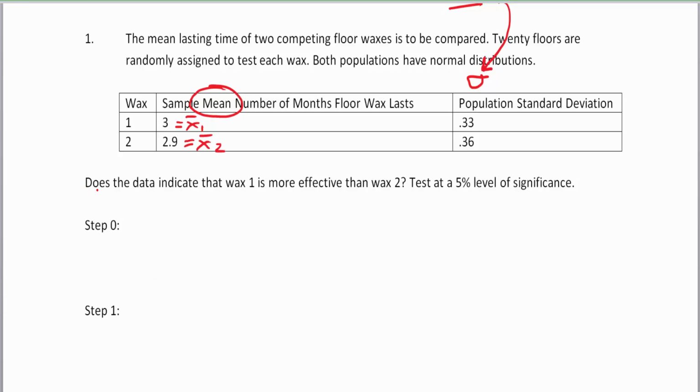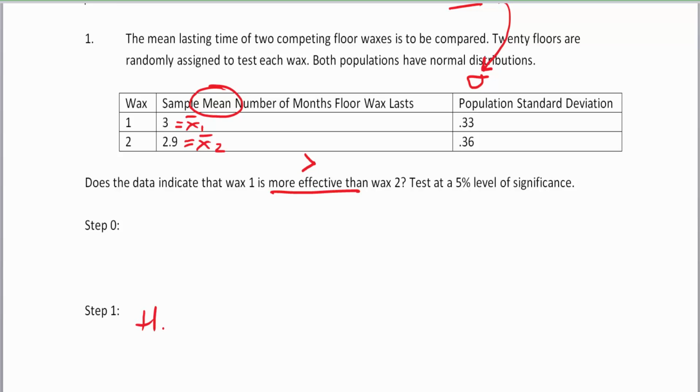Now it says here in this sentence, does the data indicate that wax 1 is more effective than wax 2? So the more effective might be a little relative to what we're talking about here. And it looks like the sample mean number of months the floor wax lasts. So you want to basically have a longer or bigger number. So wax 1 being more effective than wax 2 is going to be a greater than relationship, because we want the floor wax to last a really, really long time after you wax the floors.